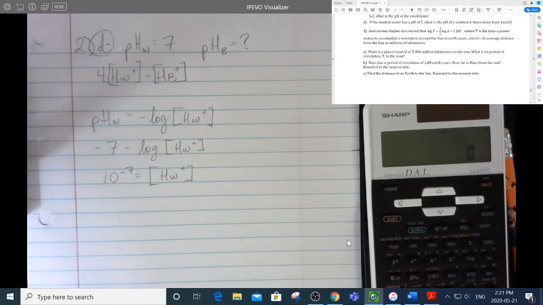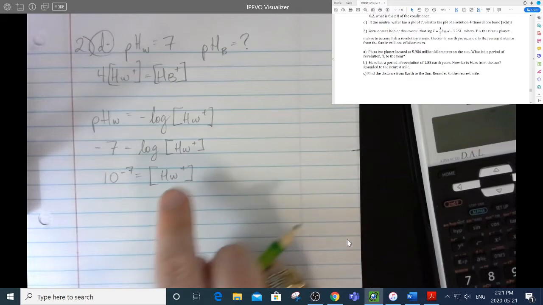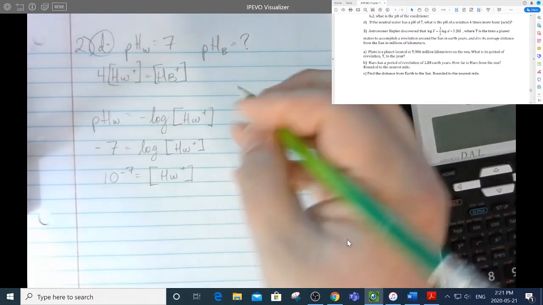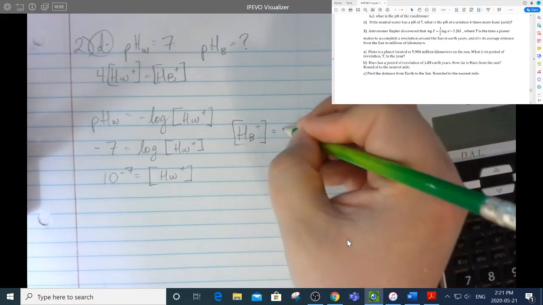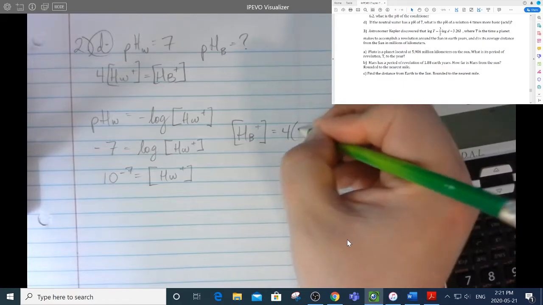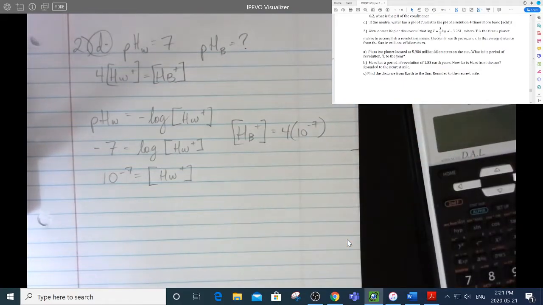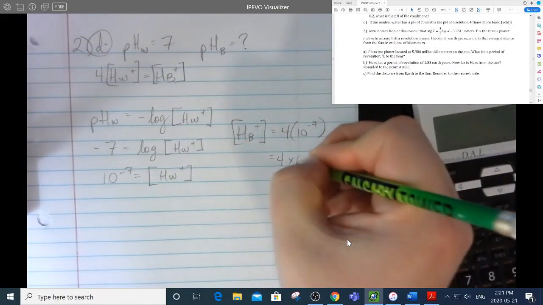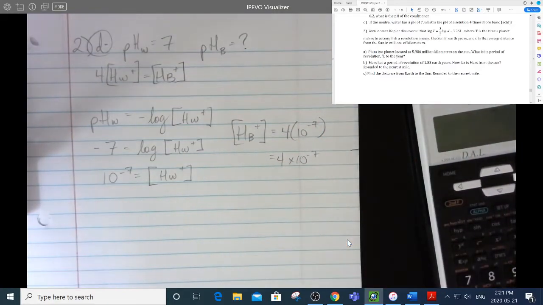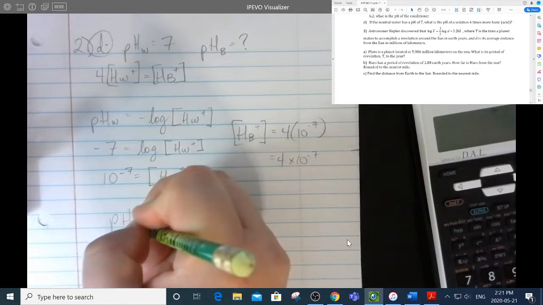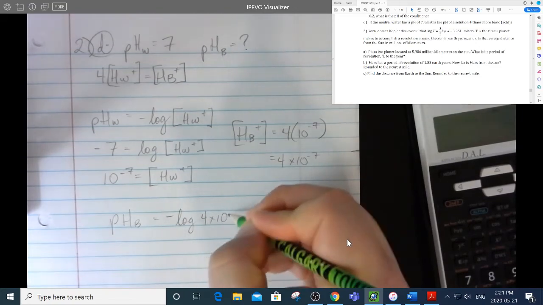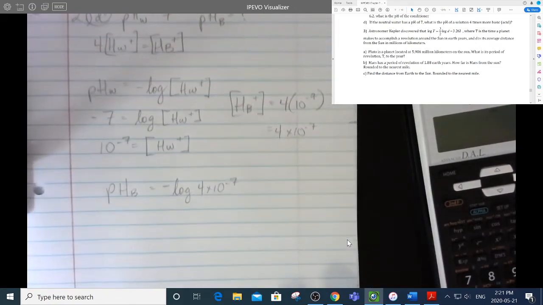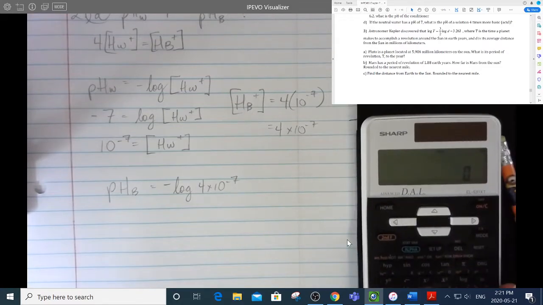Okay, so now I know I can put this into that formula there and say then that the ion concentration of my base is 4 times 10 to the negative 7. Or I can just write that in scientific notation, 4 times 10 to the negative 7. So that's the concentration. Take that concentration and put it into a formula for the pH. So the pH of my base is going to equal the negative log of this number, 4 times 10 to the negative 7.